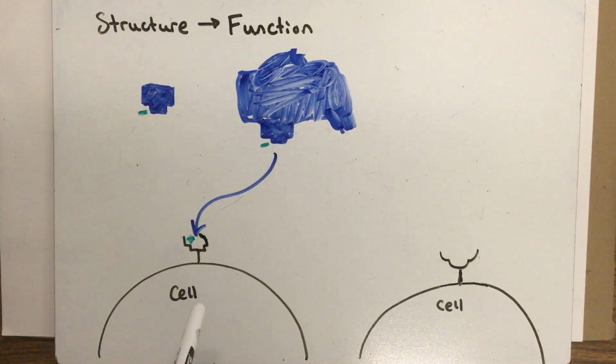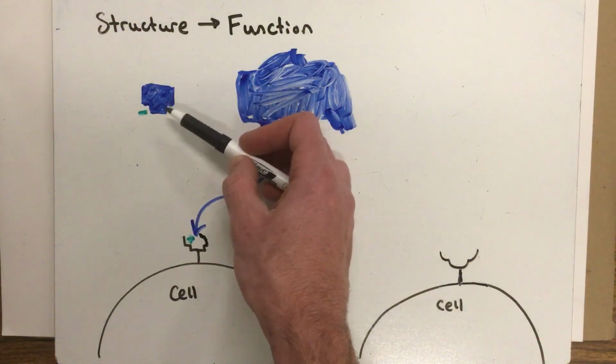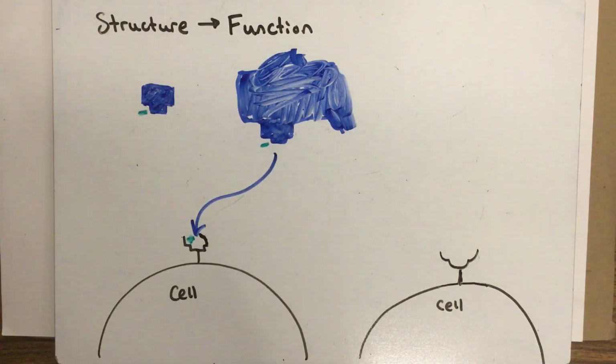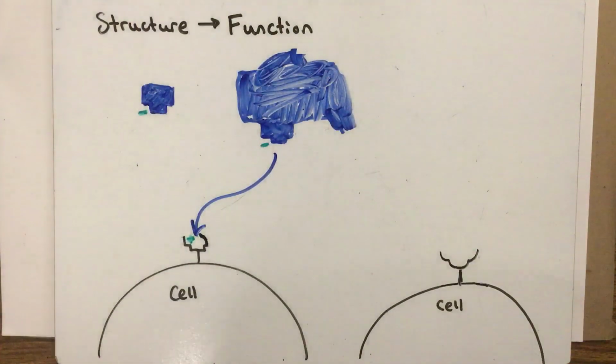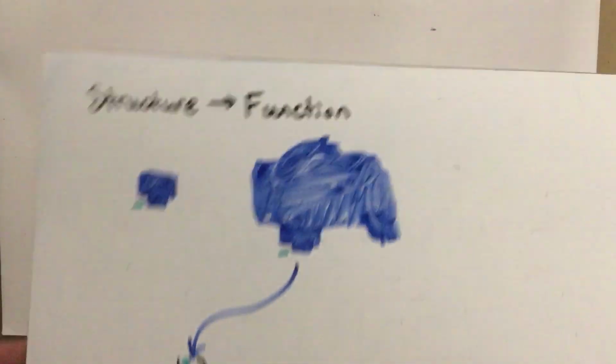Many diseases are caused by problems like this: the wrong receptor on the surface, or maybe your body can't make the right shape in the chemical communication hormone or whatever it is. So there's an example of how structure can lead to function in living things, especially in the chemistry of life.